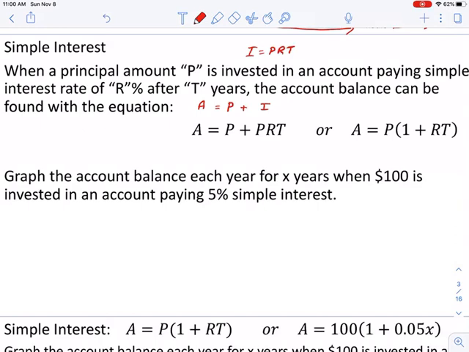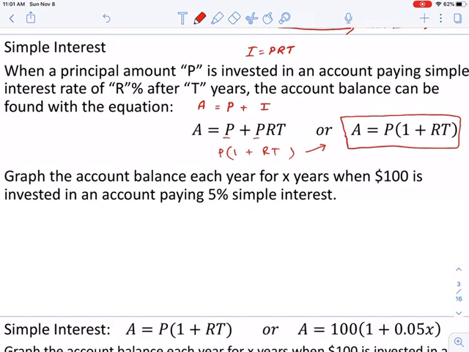Now, for those of you who remember factoring out a greatest common factor, you have a greatest common factor of these two terms of P. And if you factor out that P, then you have 1 plus RT. And that's how we got that equation. So I kind of like this equation here for simple interest.